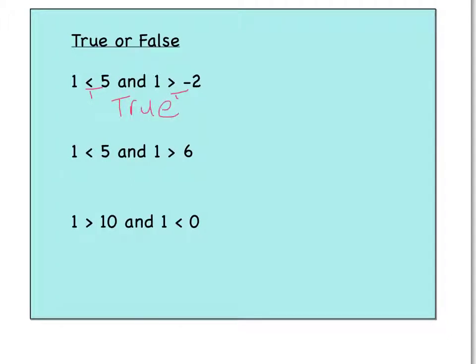Here we have 1 is less than 5, which is true. 1 is greater than 6, which is false, so this statement is going to be false. Here 1 is greater than 10, that's false. 1 is less than 0, that's true. But because 1 is false, we're going to say that this statement is false.